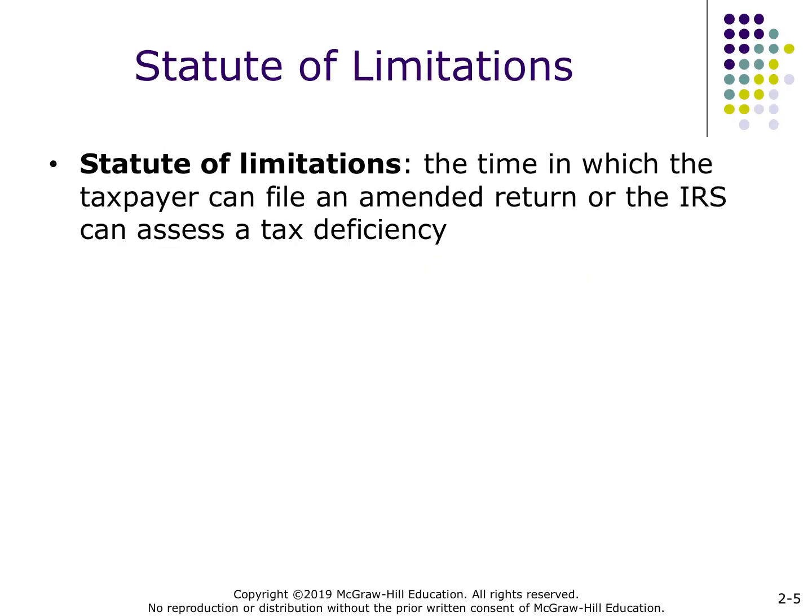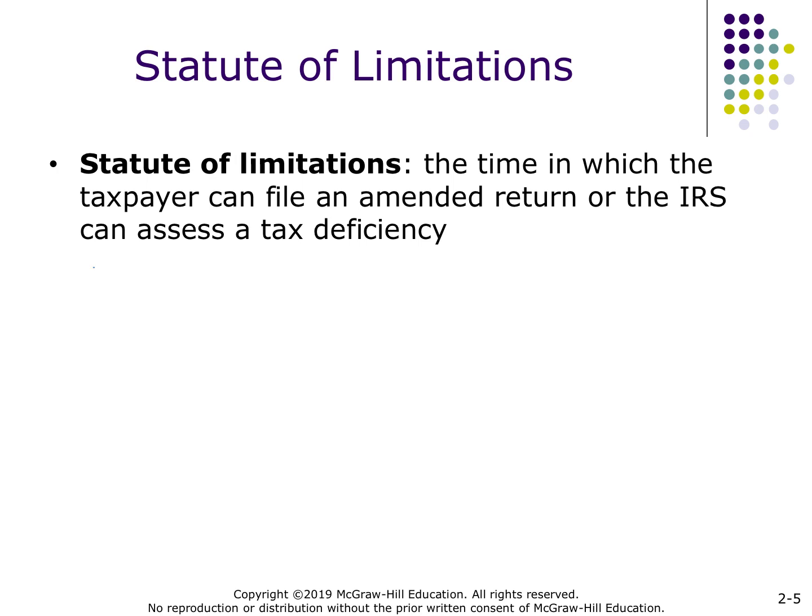Now, let's talk about statutes of limitations. Because everybody thinks that you've got to keep your tax return information for 7 years or the rest of your life or until the end of time. Well, that is not accurate. So what is your statute of limitations? Well, that's a legal limit. So for tax returns, it's the time in which a taxpayer can file an amended return or how long the IRS can come looking for you if they think you've made a mistake or done something fraudulent.